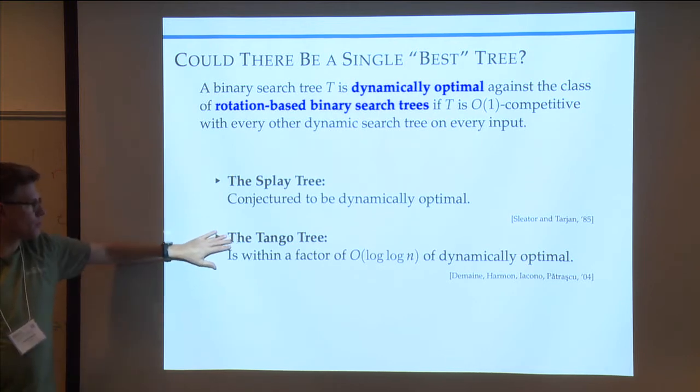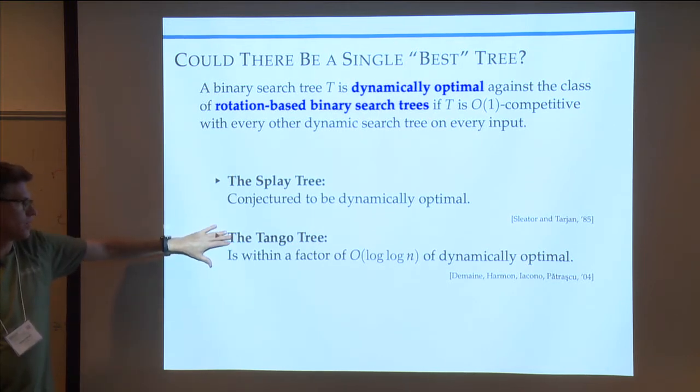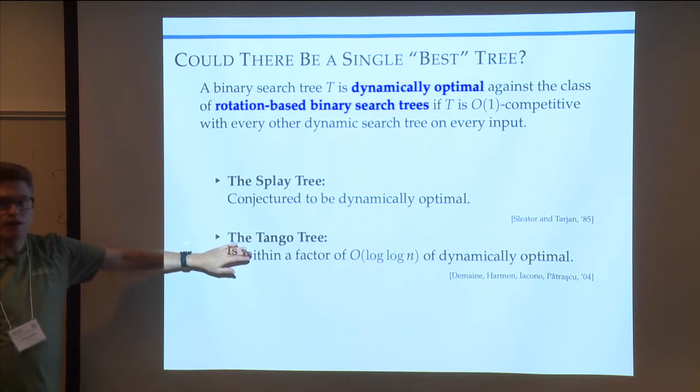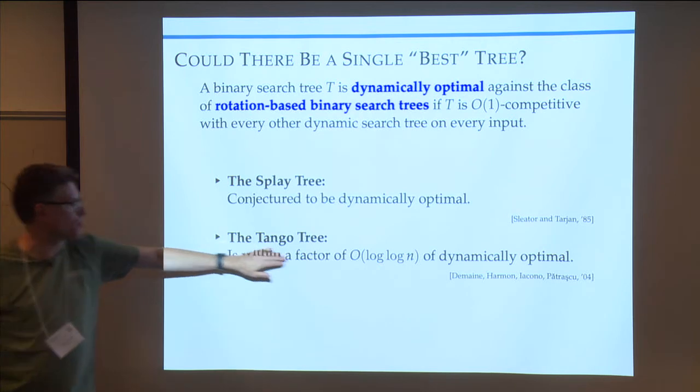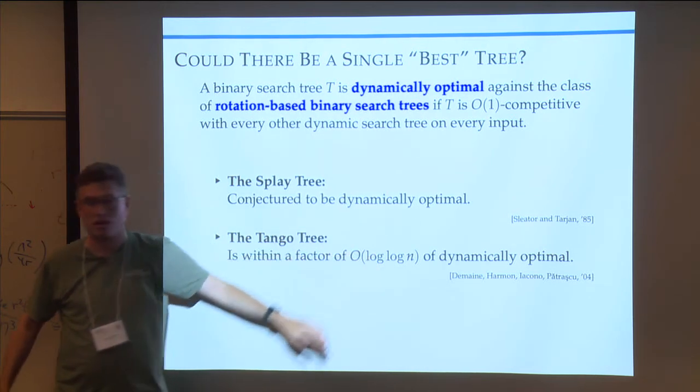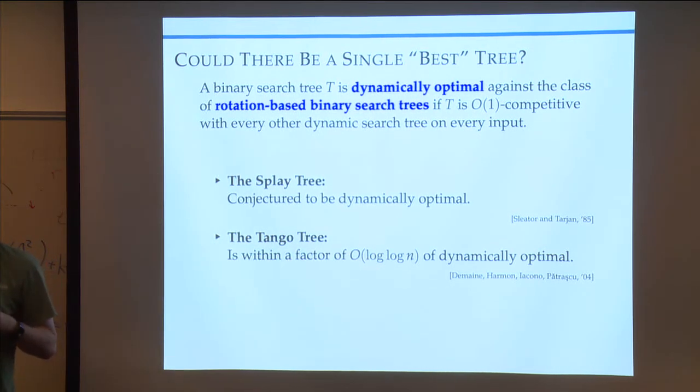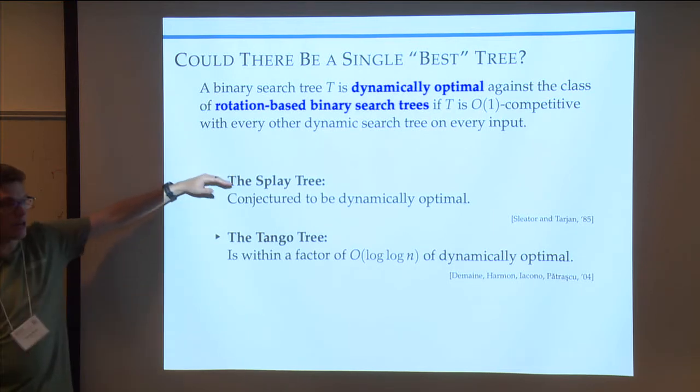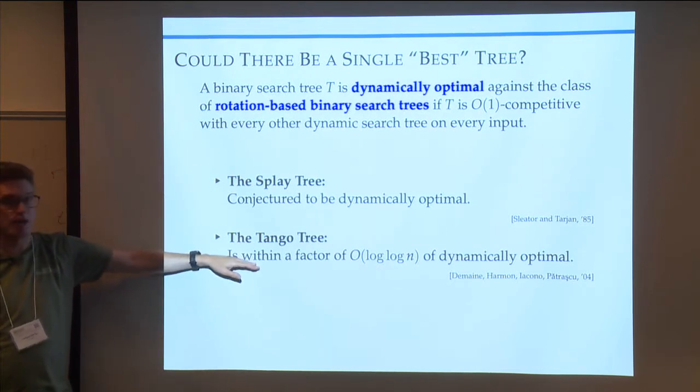There is a data structure called the Tango tree that's not constant competitive, so it's not within a constant factor of optimal, but it's within a log-log factor of being dynamically optimal. So we don't know how to be constant competitive. We do know how to be log log competitive.